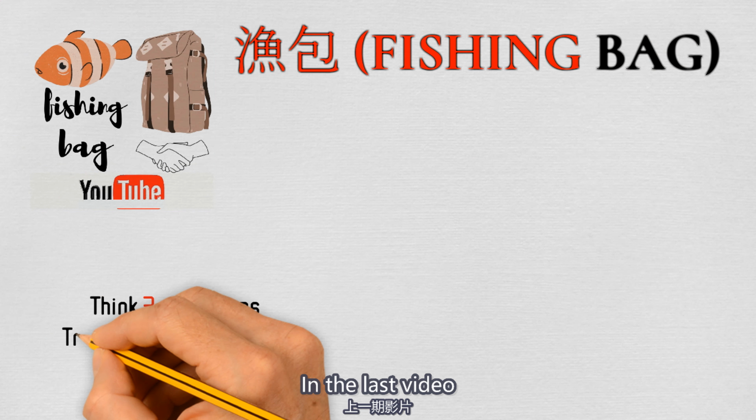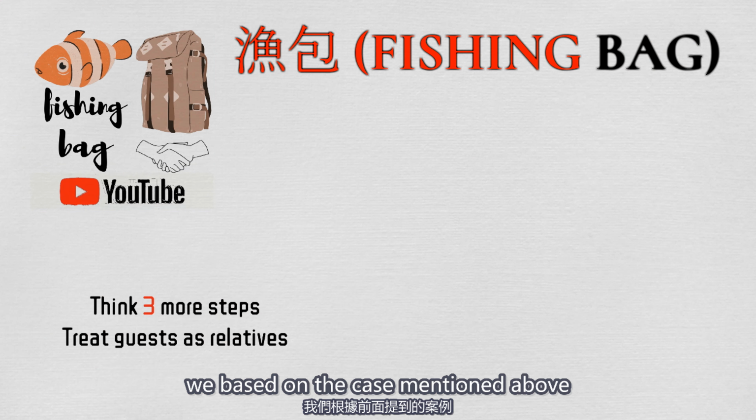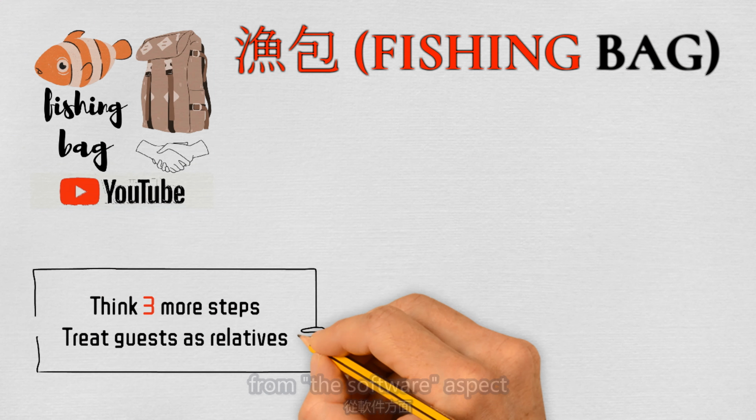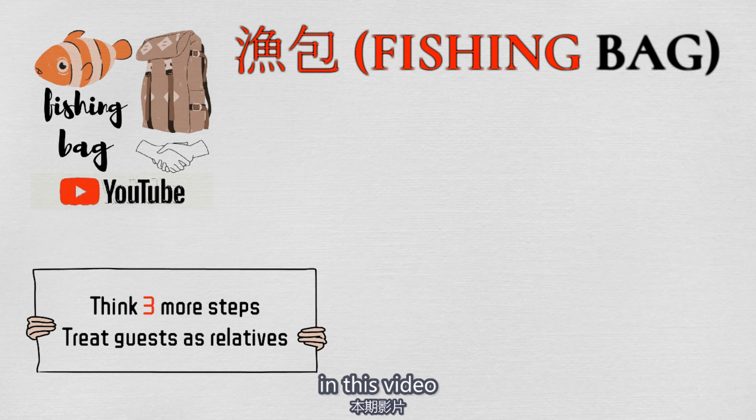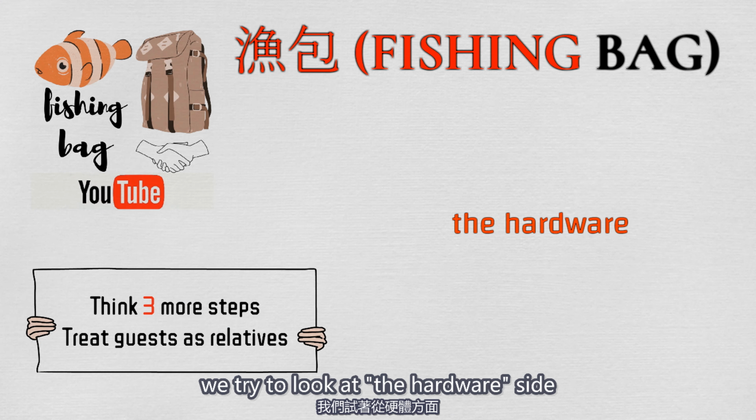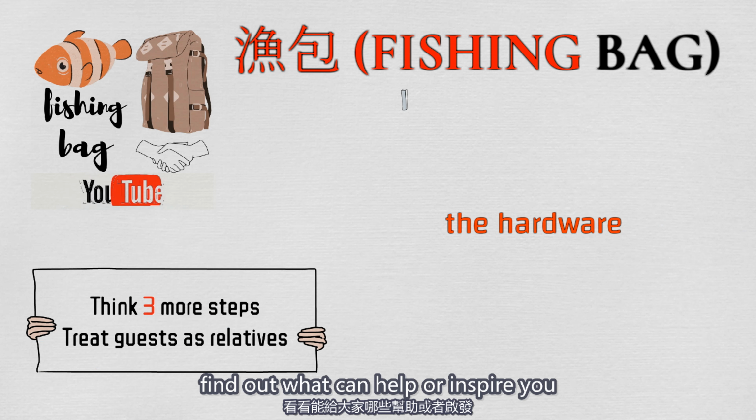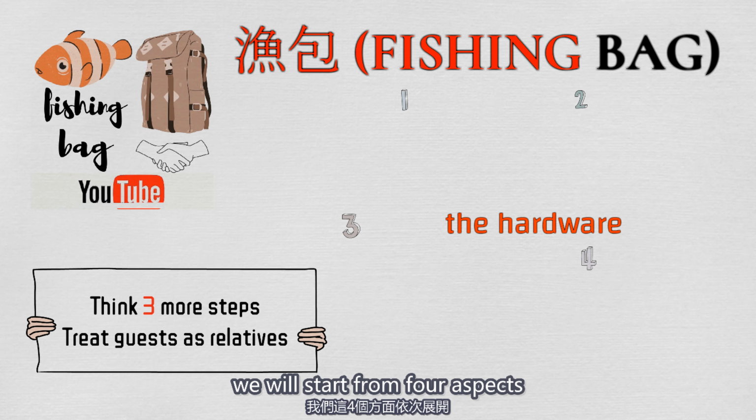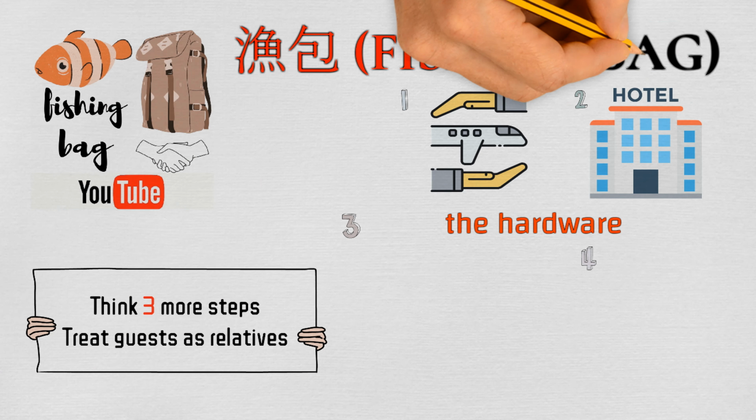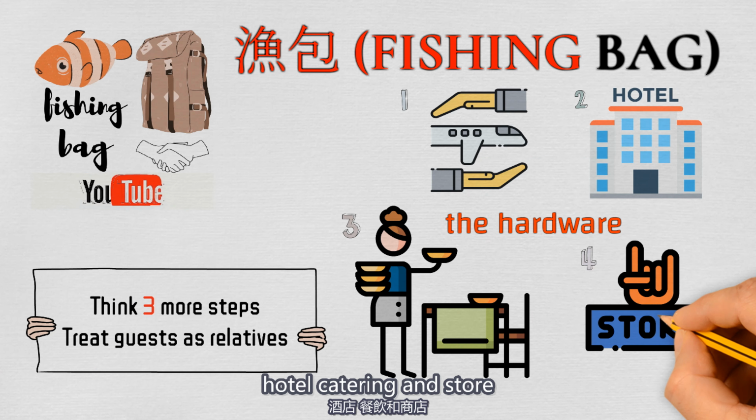In the last video, based on the case mentioned above, we gave a few suggestions and thoughts from the software aspect. In this video, we try to look at the hardware side, to find out what can help or inspire you. In order to maintain the consistency of the whole scene, we will start from 4 aspects, namely aviation, hotel, catering, and store.